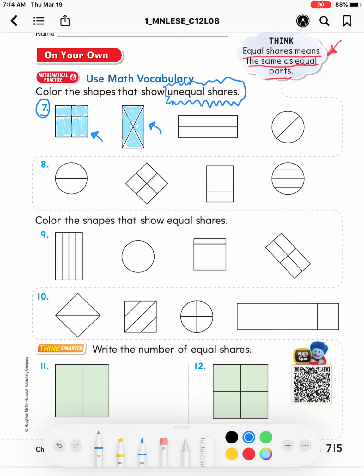Now, what about the next shape? Does it show equal or unequal shares? Equal shares. Excellent. So should we color it? No, we shouldn't color it. What about the next shape, the circle? Does it show unequal shares or equal ones? Amazing. Yes, equal parts. So we are not going to color it. Remember, we are coloring the shapes that show unequal shares.